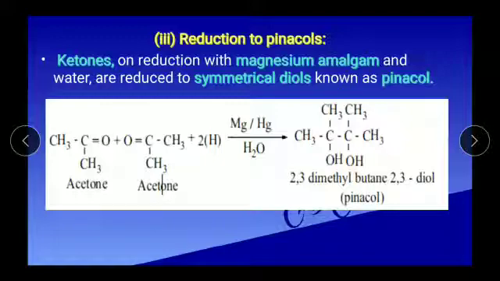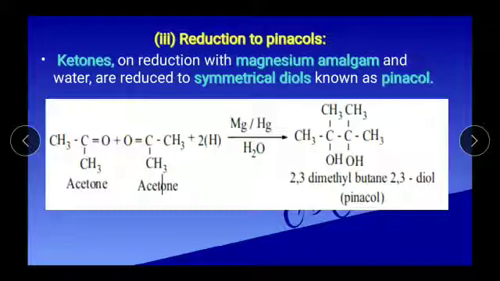Let us move to the chemical reaction. We are taking here acetone, two molecules of acetone. It undergoes a chemical reaction in the presence of magnesium amalgam, Mg and Hg, and water, and we are getting pinacol. How is the chemical reaction happening?